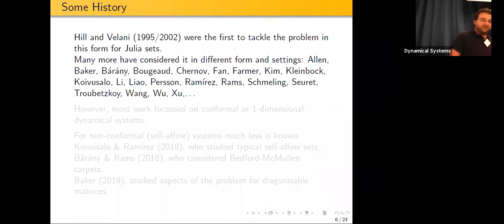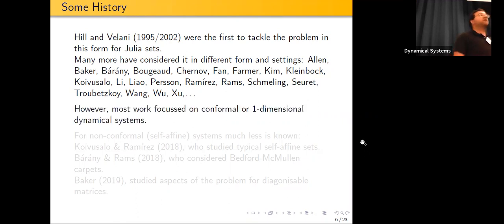But most of these really were considering either one-dimensional dynamical systems or conformal or nicely behaved dynamical systems. And in this talk, what I really want to talk about is the go-to example for something non-conformal from my point of view, so something self-affine.